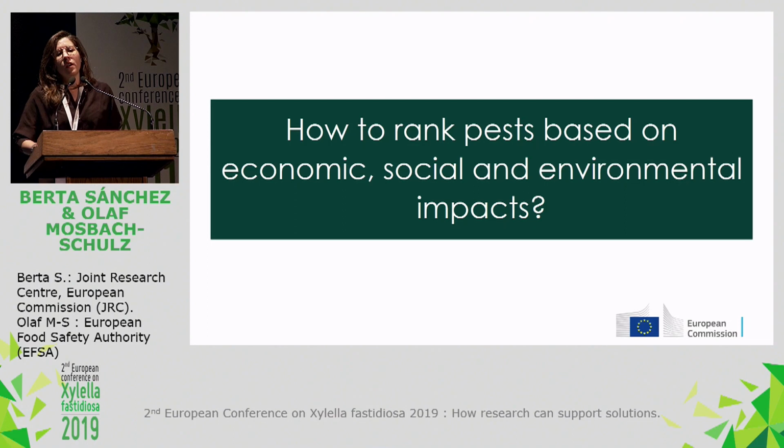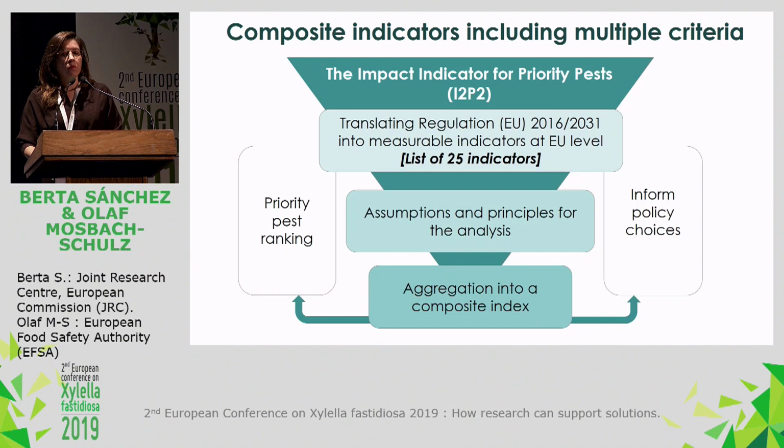So another question: how to rank best based on economic, social, and environmental impacts? Well, for this project, we developed a composite indicator including multiple criteria. Our indicator is the impact indicator for priority pests, and we call it the I2P2. First, we translated the regulation criteria that determine the economic, social, and environmental impacts into measurable indicators at the European level. And then we reached a list of 25 indicators.